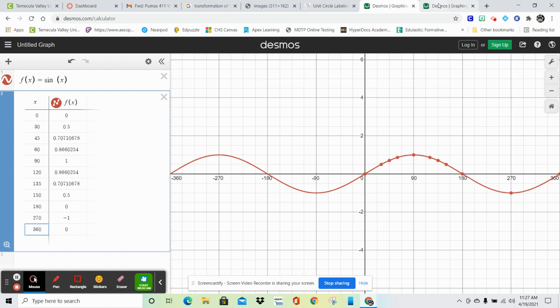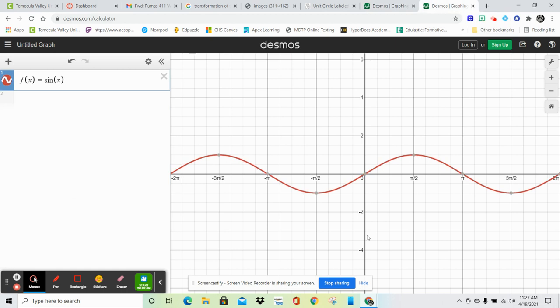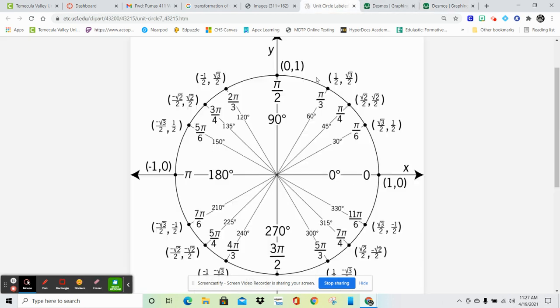But again, like I said, the more common way to do this is in radians. We want to make our x-axis in radians, all right? And so for a sine function, for a cosine function, how do I know what the period is going to be? Well, the period is one trip around the unit circle for sine and cosine.